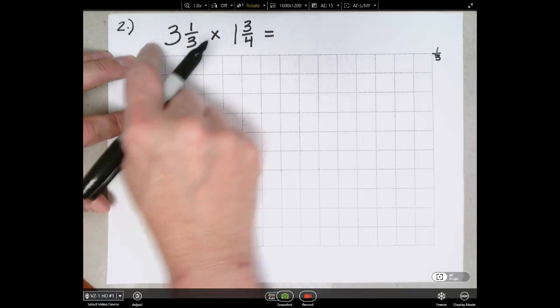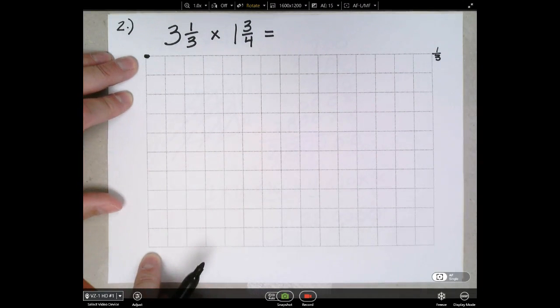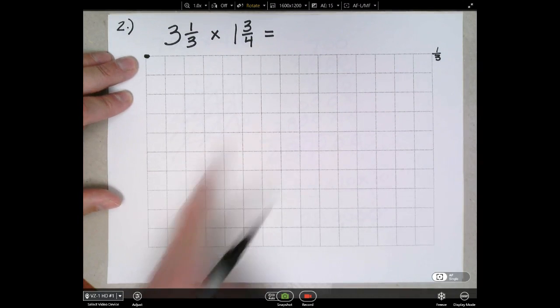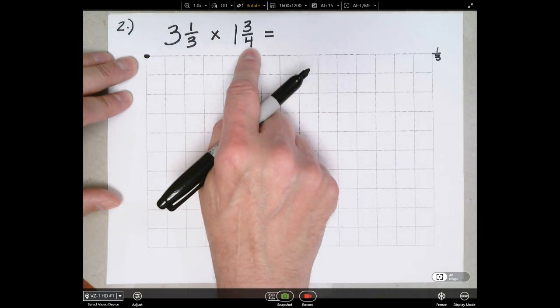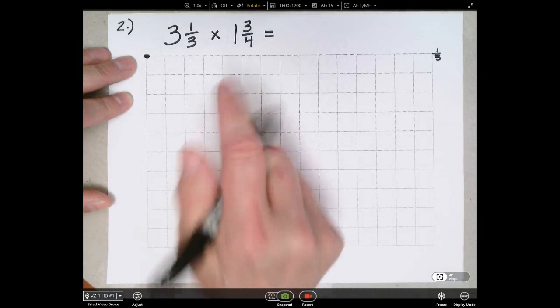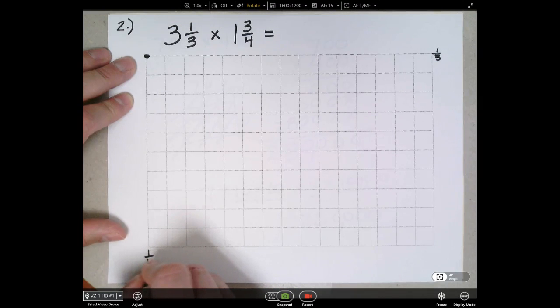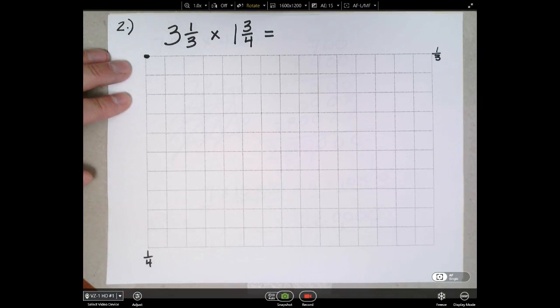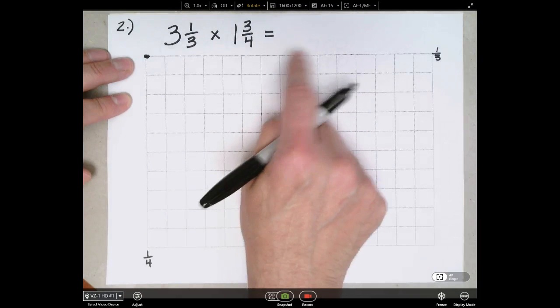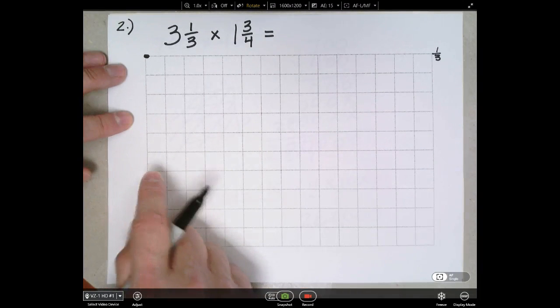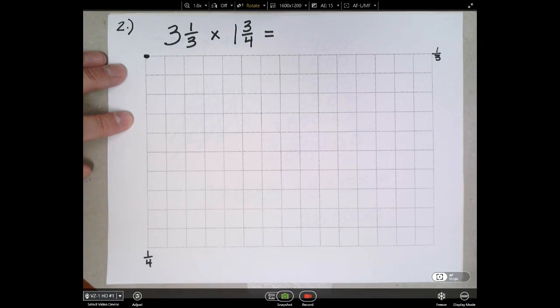And as we go down and do 1 3/4, we're going to change what each box means, because we don't have thirds here, we have fourths. So as we go down, each box is going to represent a fourth. So go ahead and draw your first horizontal line and your first vertical line where you think they should be. Do that now, please.